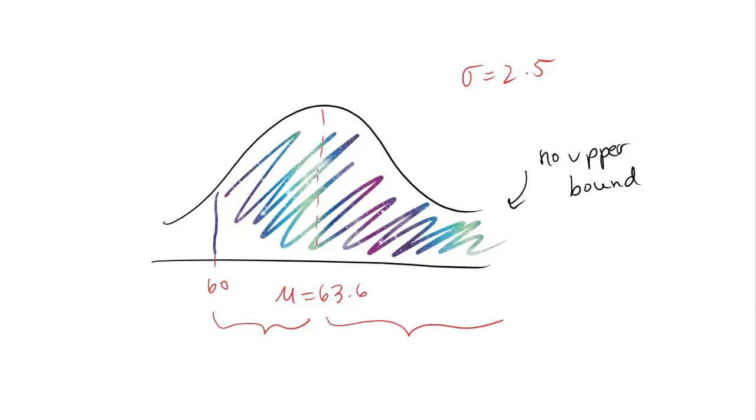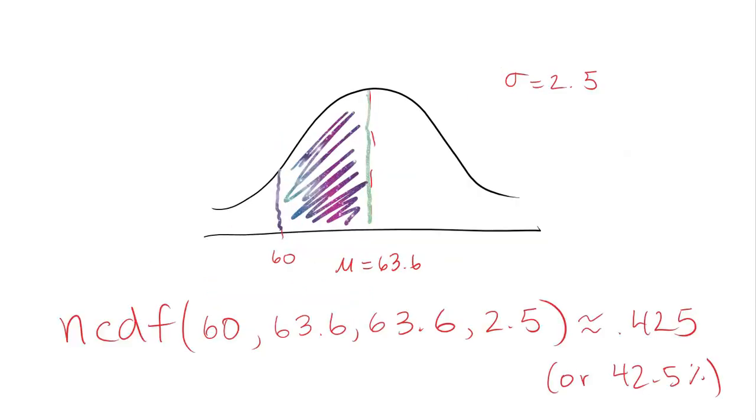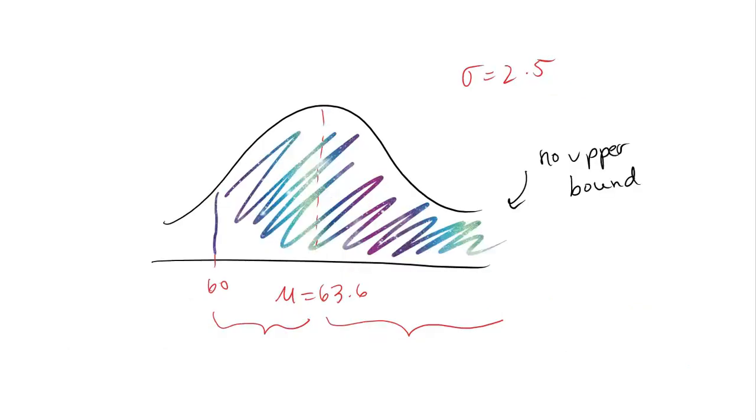The piece on the left is what we just did. We found the area from 60 to 63.6. We know how to do that. And the piece on the right we can get from the symmetry of the graph. We know that the total area under the graph is 1 unit. And we know that the graph is symmetrical, so the amount of area on the left is equal to the amount of area on the right. Well, if the total area is 1 and each half has the same amount, then the area on the right must be 0.5.